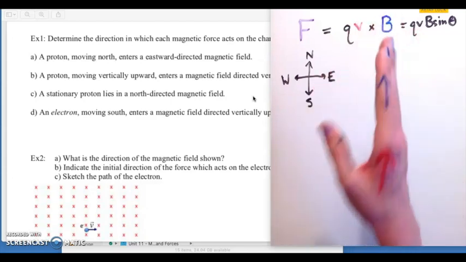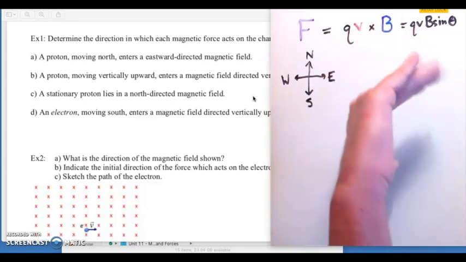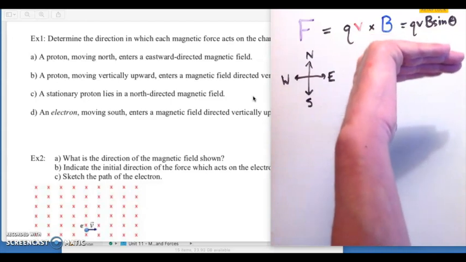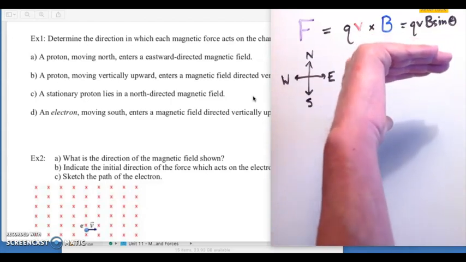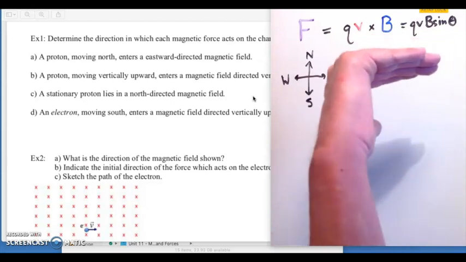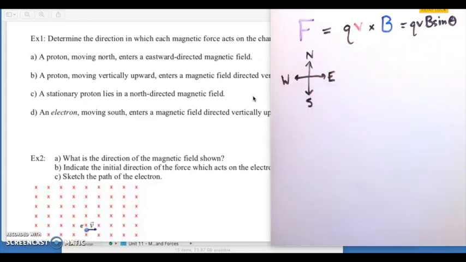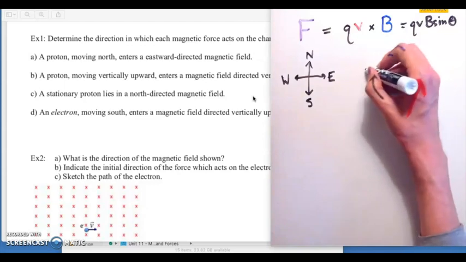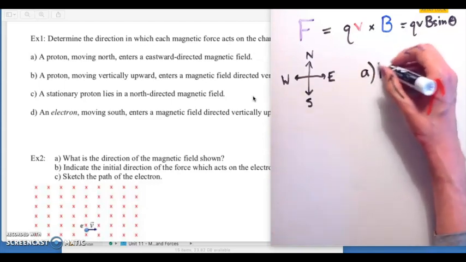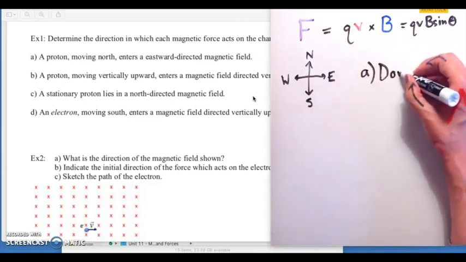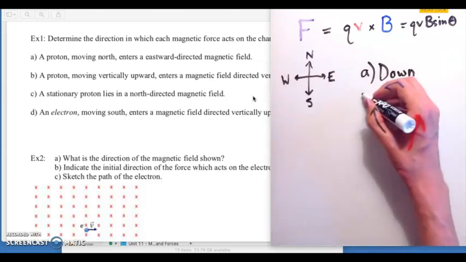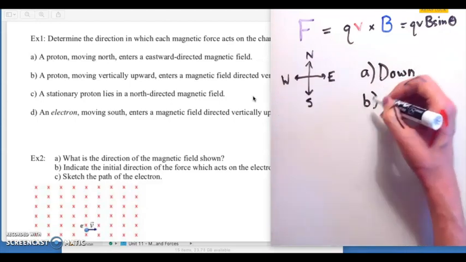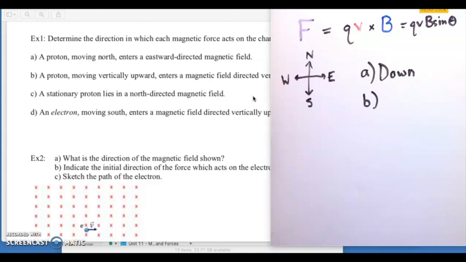So, velocity directed north, the magnetic field to the east, and my thumb, you can tell, is going into the page. Well, that would be, in terms of absolute directions, down. So the correct answer for part A is down. If that did not make perfect sense to you, review back over that part of the video and see if you can puzzle that one out.